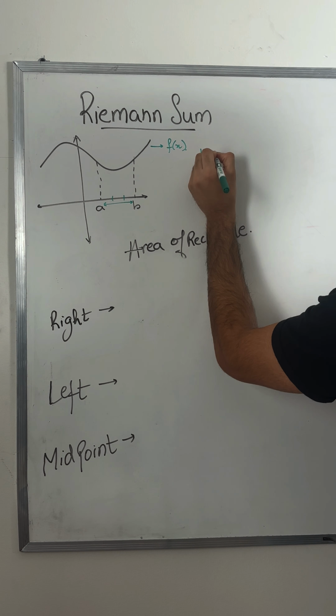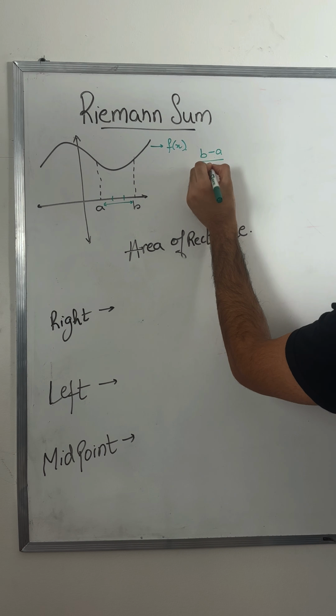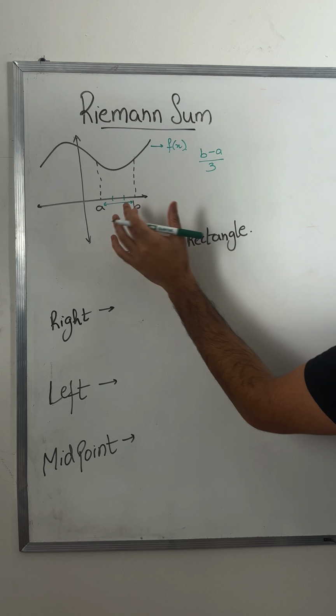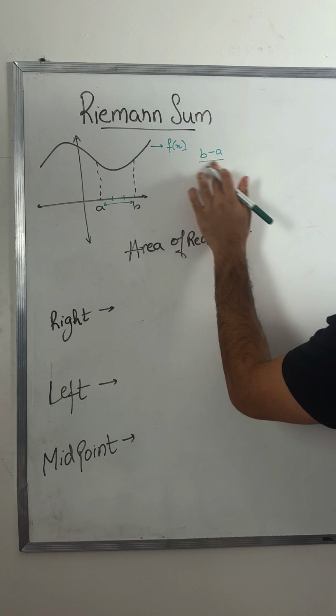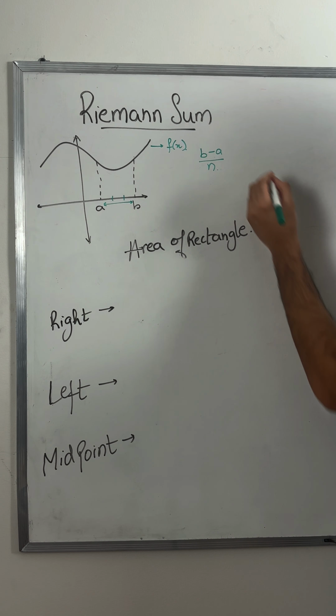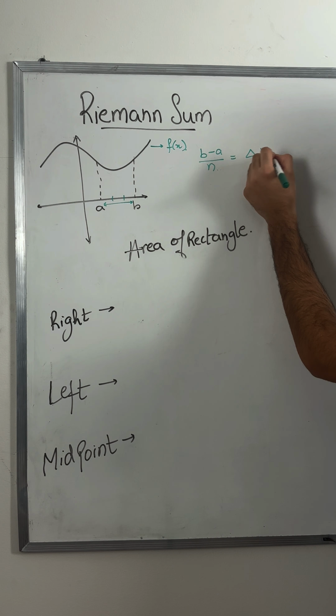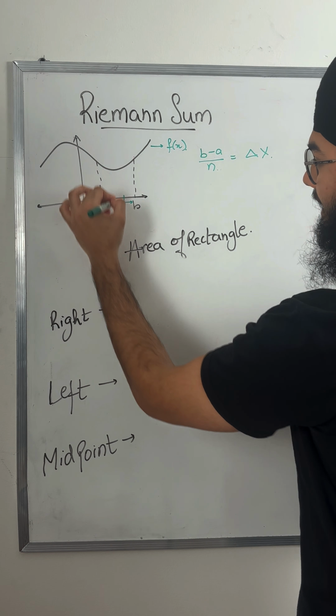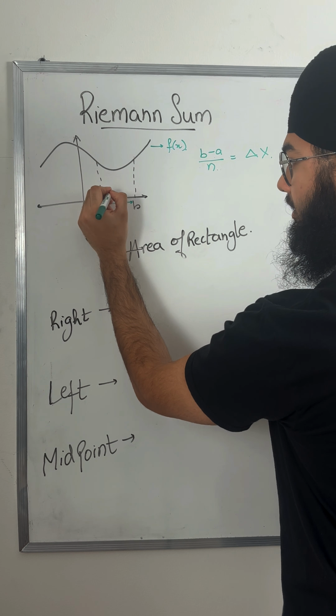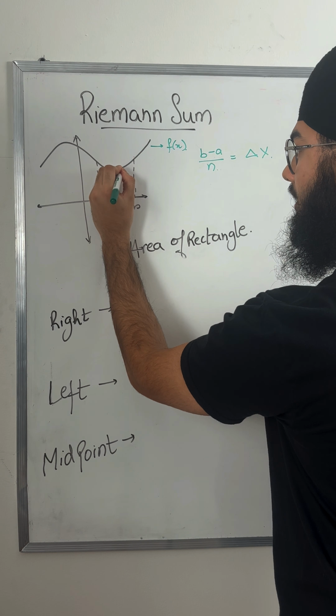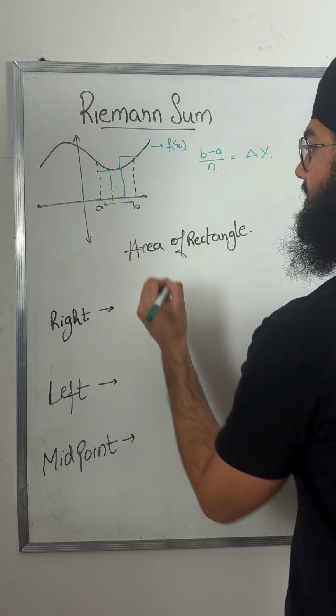So the length of each subinterval will be given by b minus a over 3. If I keep increasing the number of intervals, my general formula of the length of each subinterval will be given by b minus a over n, which is my delta x. So that becomes my breadth. And to find the right Riemann sum, I'm going to create the rectangles from the right endpoint of that subinterval.